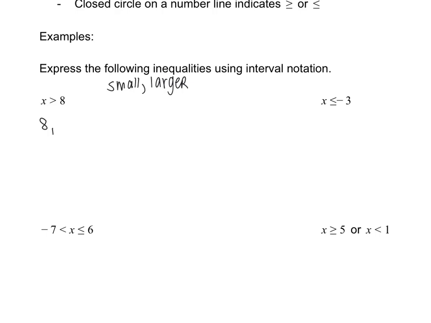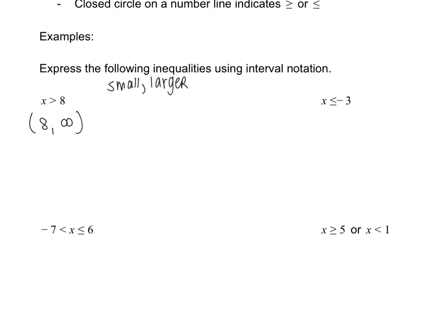Since there is no end to the numbers greater than 8, the right side of my interval would be infinity. So I know anytime I have an infinity, parenthesis. So right off the bat, I should always be writing a parenthesis with an infinity. Because I have greater than 8, that tells me I'm also going to use a parenthesis with my 8.